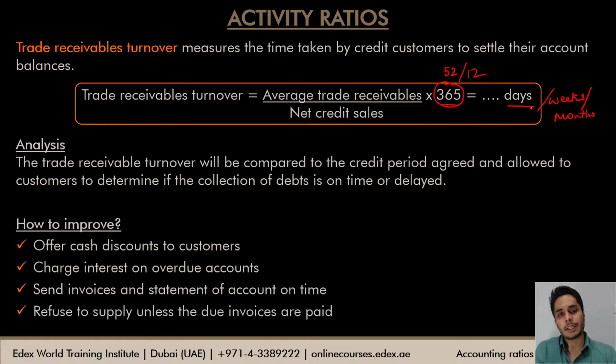Another drastic step that can be taken is to refuse to supply to customers who are not paying their old dues, and unless they pay their dues, goods should not be sold to them. If the business is really selling good quality products at good prices, customers may want to avoid such a situation and they will make sure that they clear their dues on or before time.